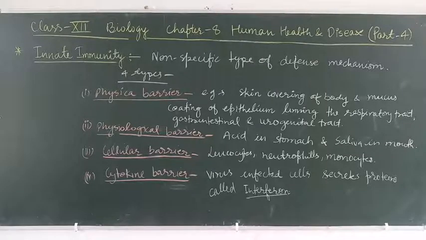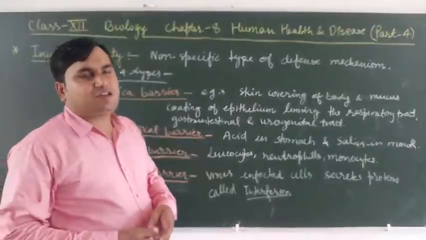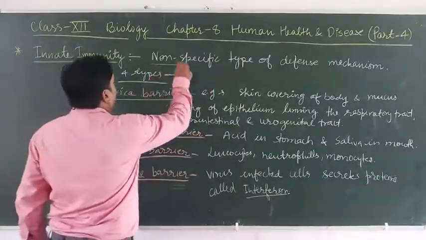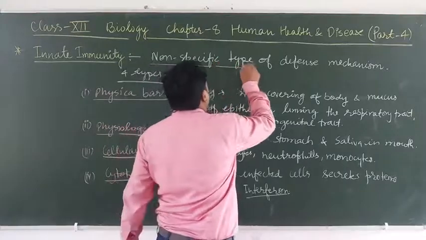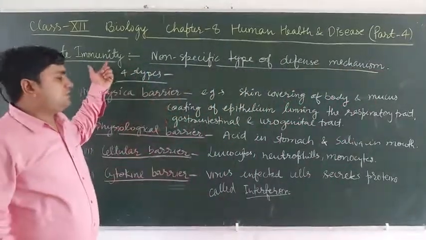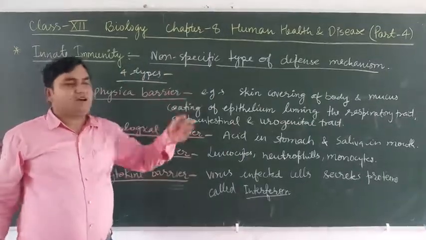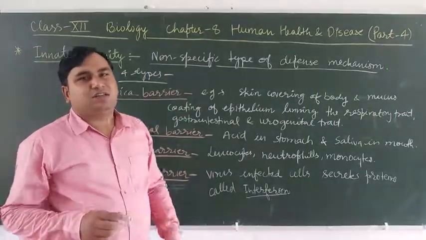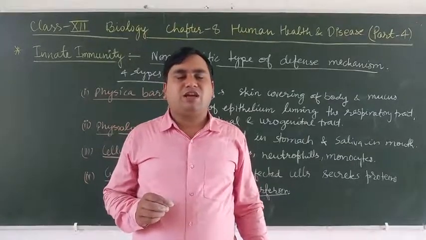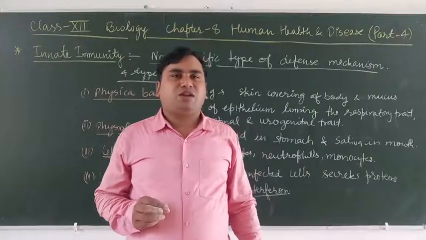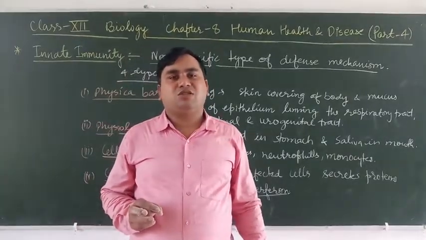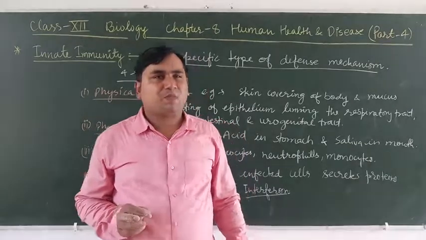Let us start with innate immunity. Innate immunity is a non-specific type of defense system or mechanism of the body. This innate immunity is a non-specific type of defense mechanism of the body. It starts with the birth of the organism and also protects the body from different disease causing microorganisms.